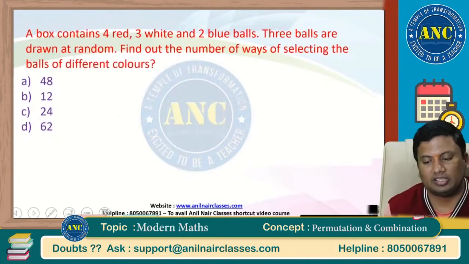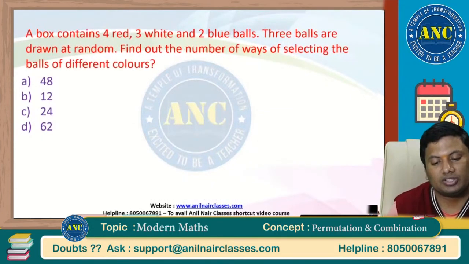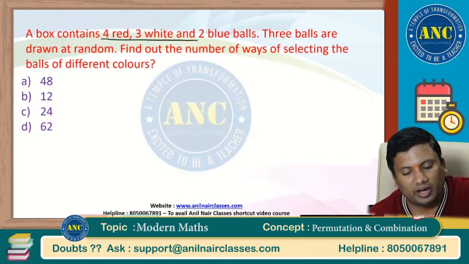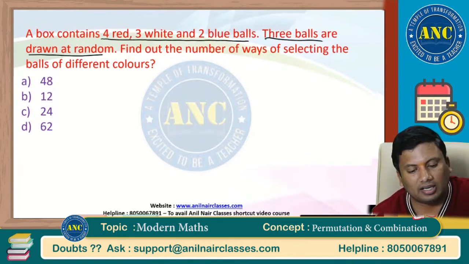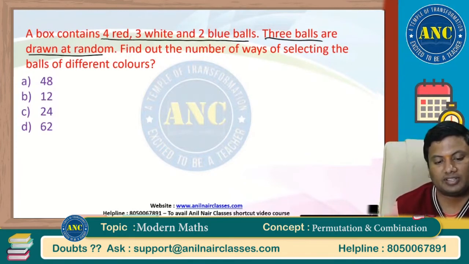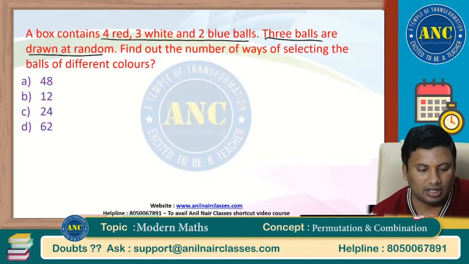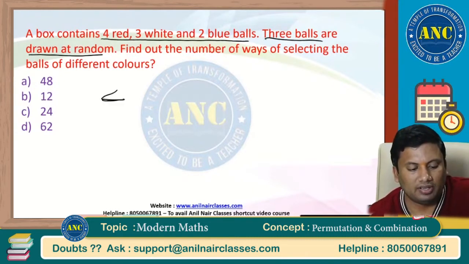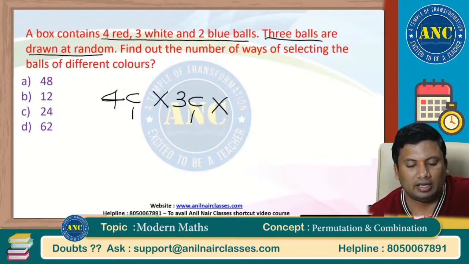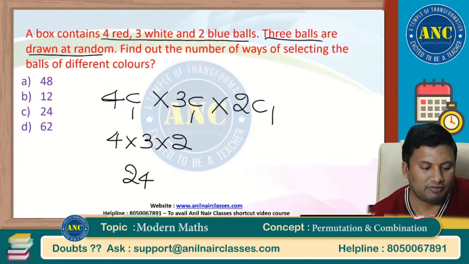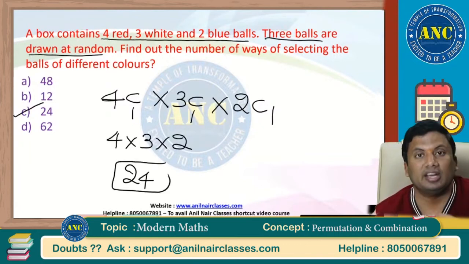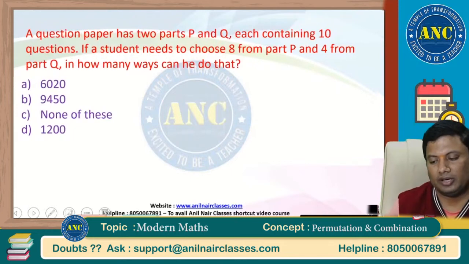These are some easy questions. A box contains 4 red, 3 white and 2 blue balls. 3 balls are selected at random. Find the number of ways of selecting the balls of different colors. Different means I will choose one red, one white and one blue. So this is nothing but 4 into 3 into 2, which is nothing but 24. Bank level question, very easy question. Answer is nothing but 24.